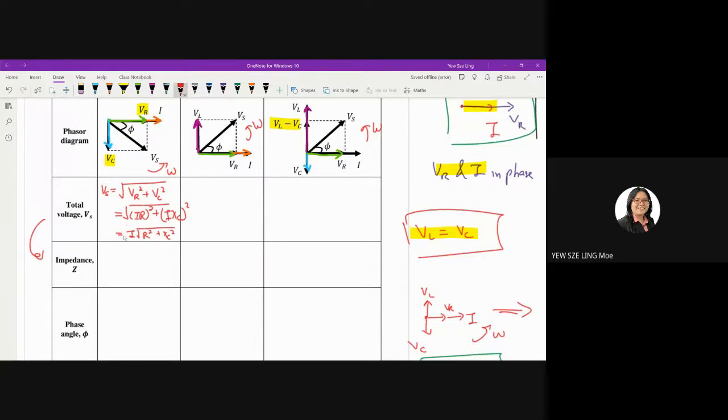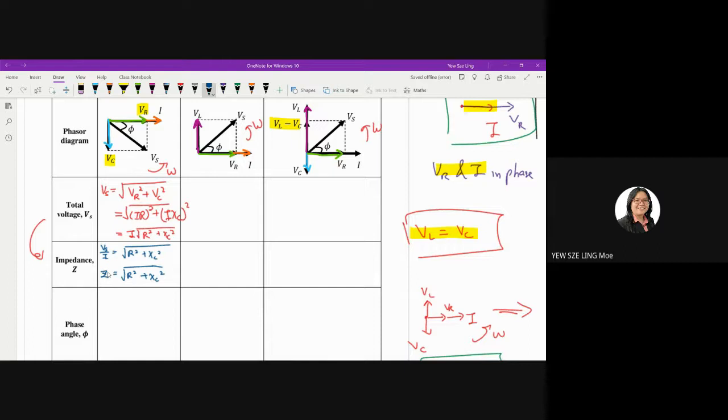If you rearrange the equation, now you have Vs over I equals the square root of R squared plus XC squared, and thus it is equal to Z. Okay, Z equals the square root of R squared plus XC squared. So from the equation of the total voltage, you can transform it into the equation that we use to calculate the impedance, Z.